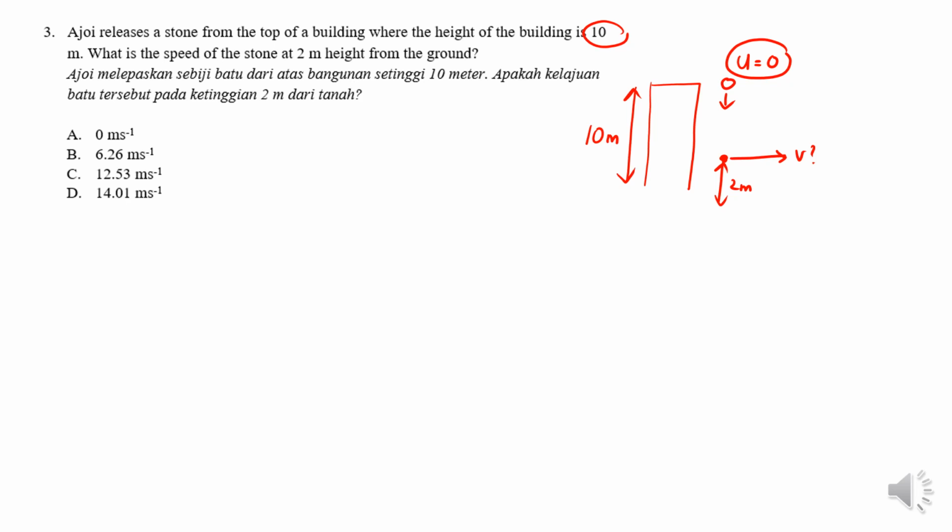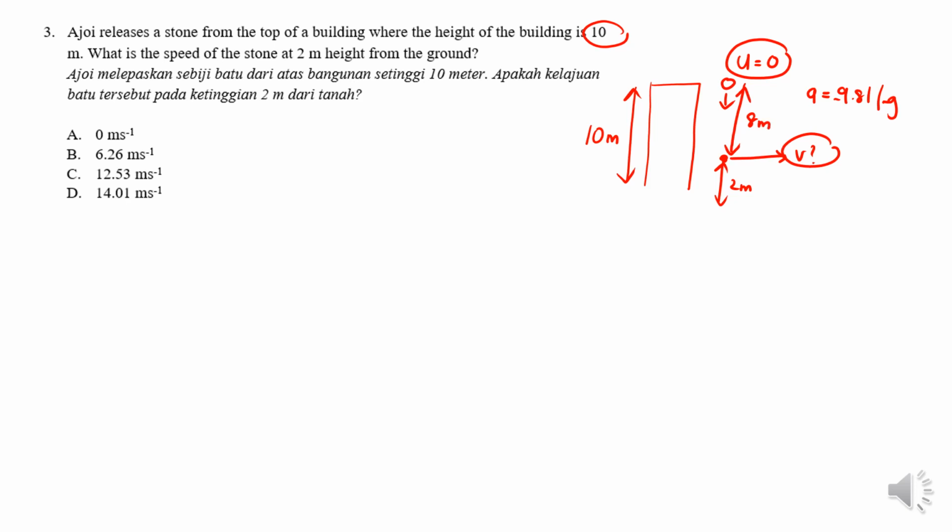Okay, they want us to find the final velocity, and here we are using the concept of free fall motion, where we know our acceleration due to gravity equals 9.81, negative 9.81, or negative g. And then we also can find our displacement, which is the distance from the place where it's released until the point that we want. So the distance here would be 8 meters.